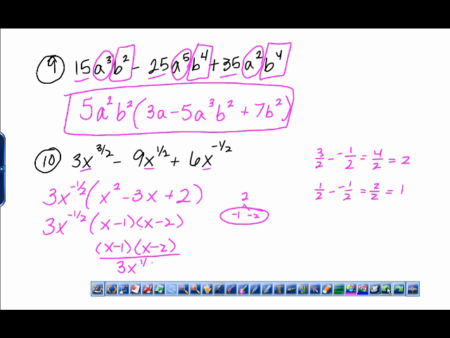This is not one of those rules that's always followed. Sorry, let me back up. The 3 should stay in the numerator, but this moves x to the 1/2 into the denominator. This right here is not something that's always followed.